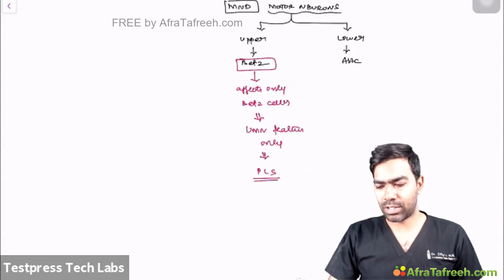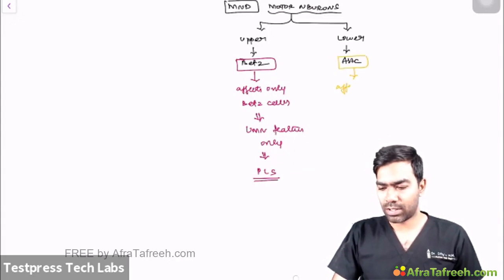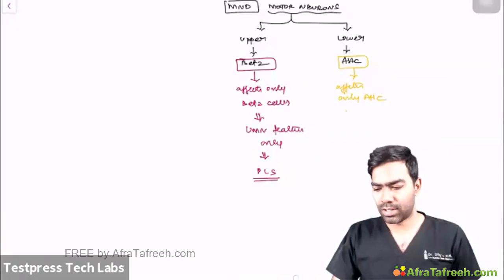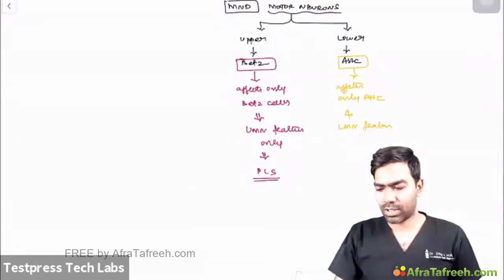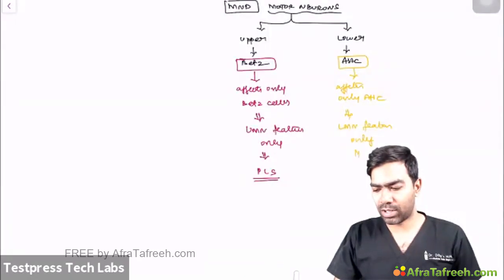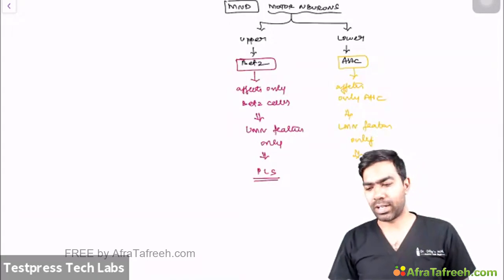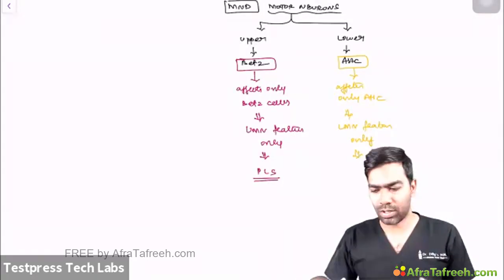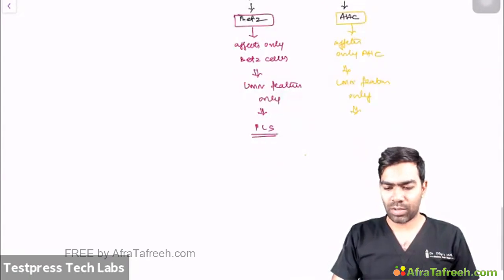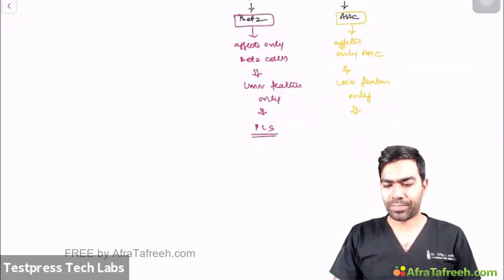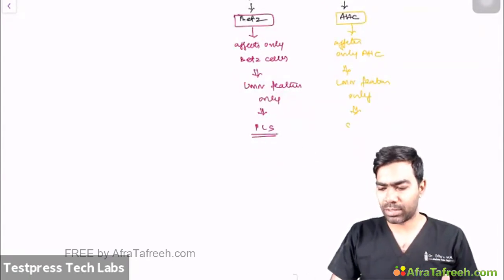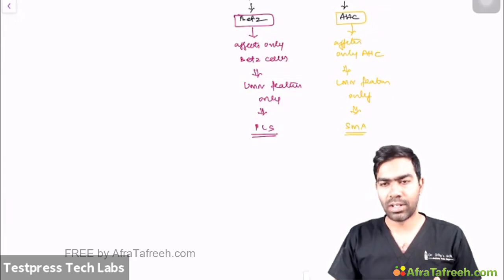And there are some disorders that affect only the anterior horn cells, which means they will have pure LMN features only. There are many disorders that can affect the lower motor neurons, the anterior horn cells alone. But one of the important genetic and neurodegenerative disorder examples is spinal muscular atrophy. That's SMA. But there are many disorders.